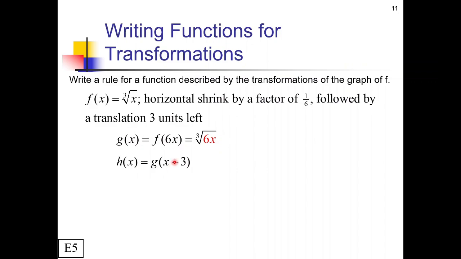Now we got to be careful here. The g function takes whatever you plug into it and does this to it. It multiplies it by 6 and then cube roots it. So I'm going to rewrite this then as the cube root of 6 times this new input of x plus 3. And if I want to simplify that, I can make this cube root of 6x plus 18.